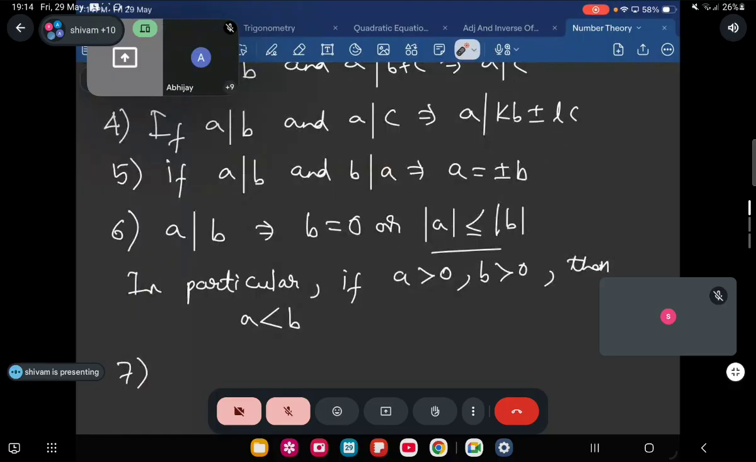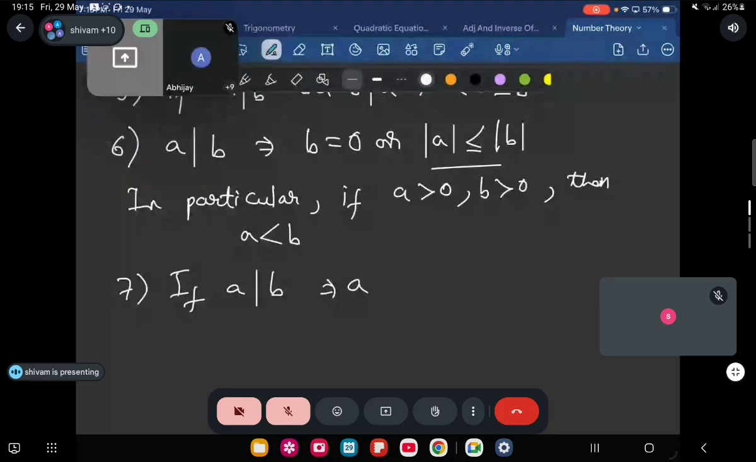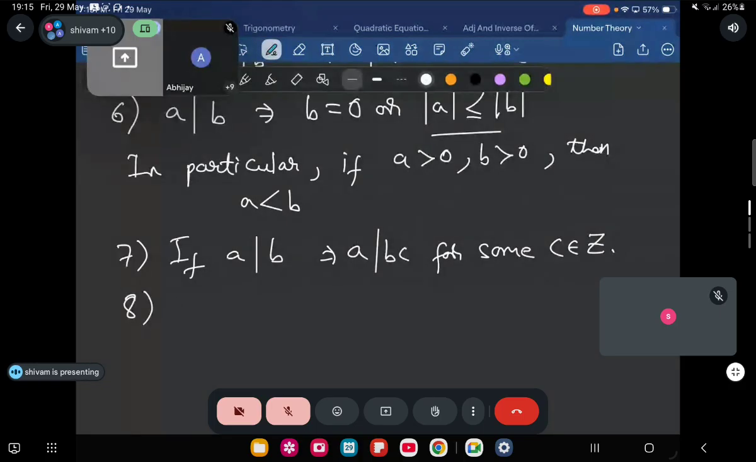Next. If A divides B, this implies A also divides BC for some C belonging to integers. Lastly, number 8. A divides B if and only if MA also divides MB, where M is not equal to 0. M should not be equal to 0.